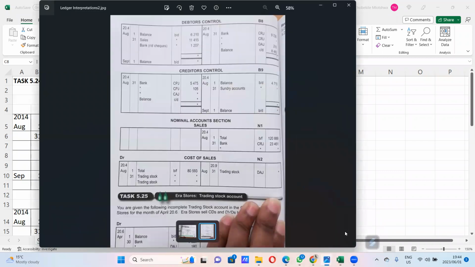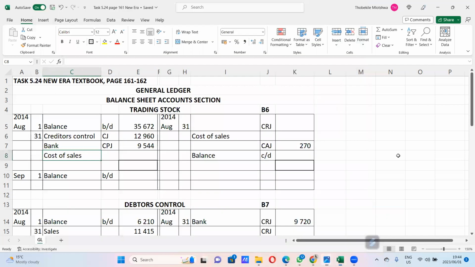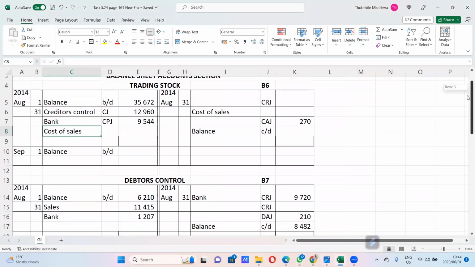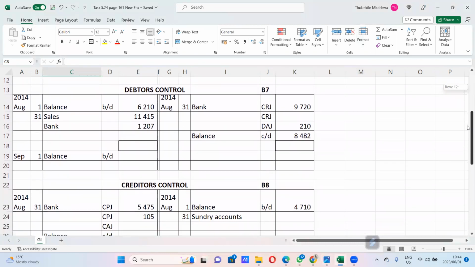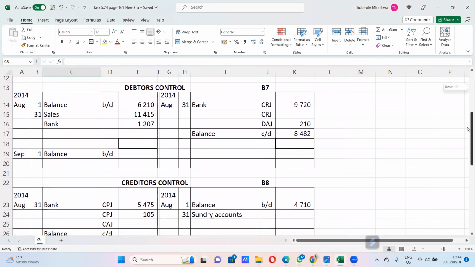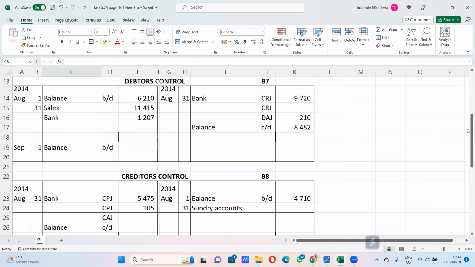But we are not, so I just put it in Excel so that I can enter the missing amounts and missing accounts. So for this video, I'm just going to do the debtors control and the creditors control. We can do the other accounts in the next video.